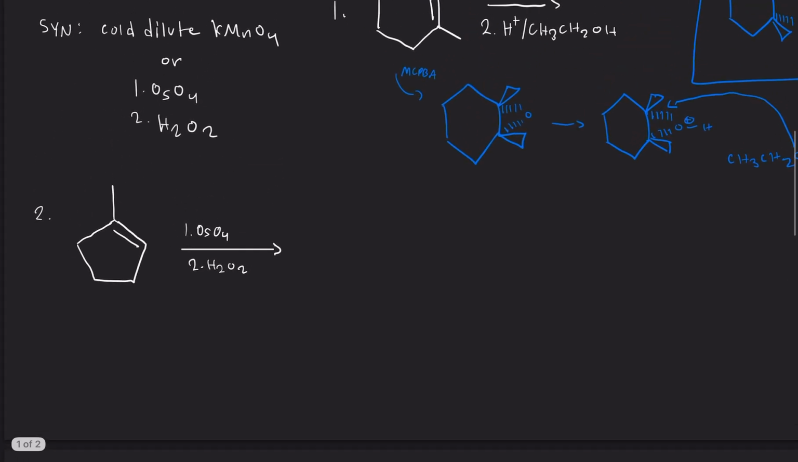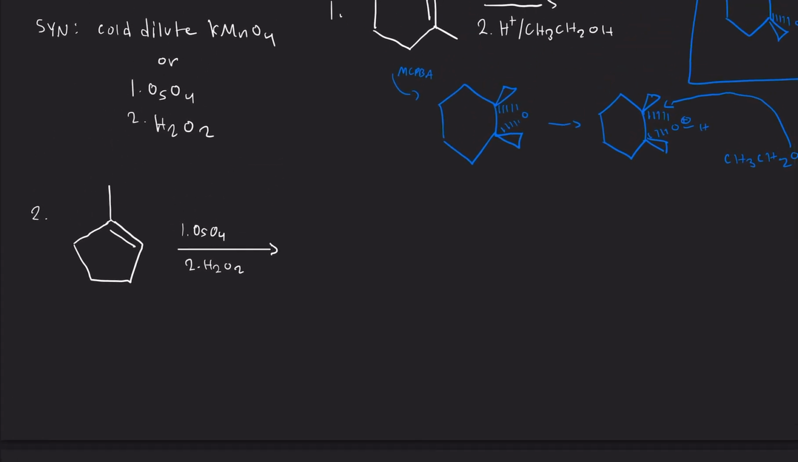All right, so next example, we have OsO4 as our reagent along with peroxide. Whenever you see OsO4 and peroxide or cold dilute KMnO4, this is how you're going to get the syn diol whenever you do your epoxide ring opening. So we can just go ahead and label this. We're going to get the syn diol.